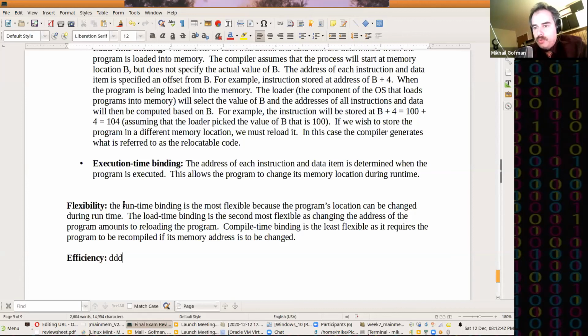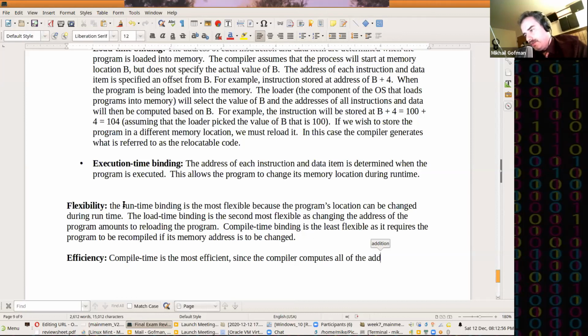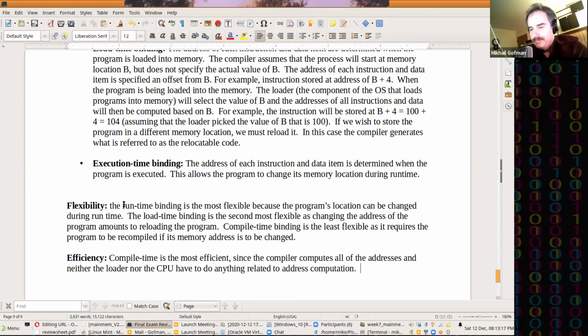So when it comes to efficiency, compile time is the most efficient, since the compiler computes all of the addresses, and neither the loader nor the CPU has to do anything related to address computation. Okay. Now, so basically, loading and execution is fast.